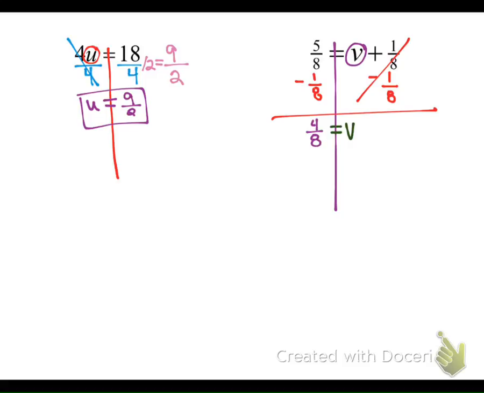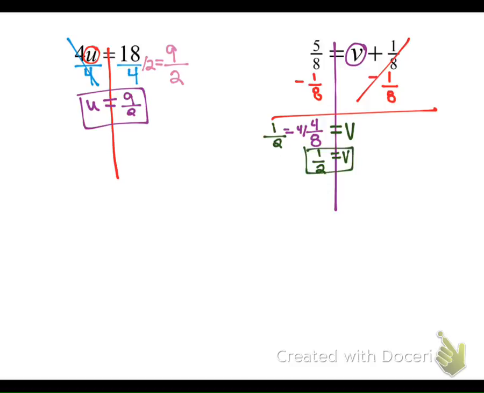4 over 8 can both be reduced. What are they both divisible by? 4. So what's 4 divided by 4? 1. 8 divided by 4? 2. So your final answer is going to be v equals 1/2.